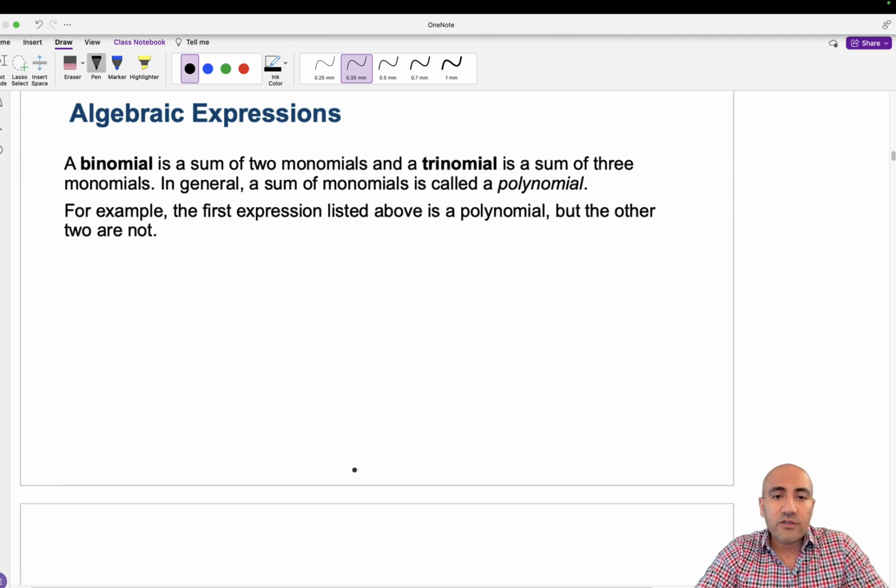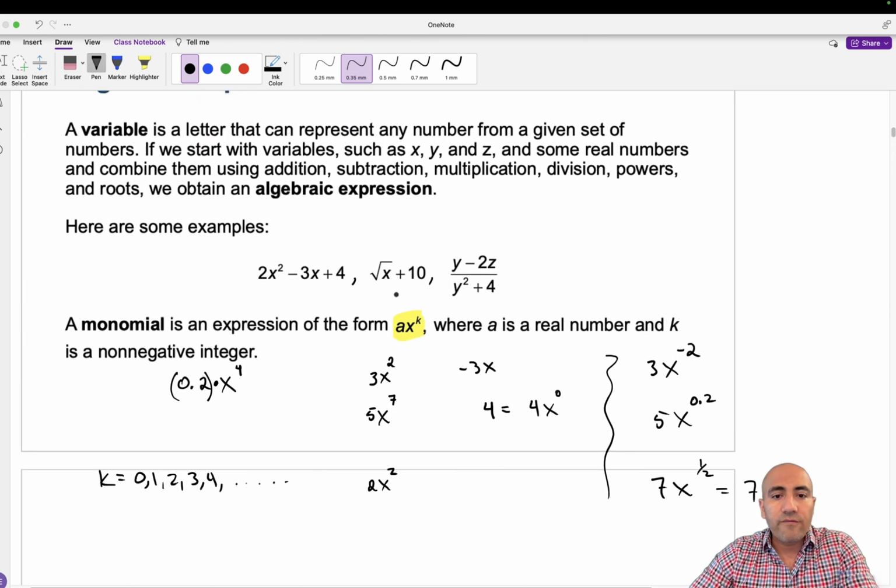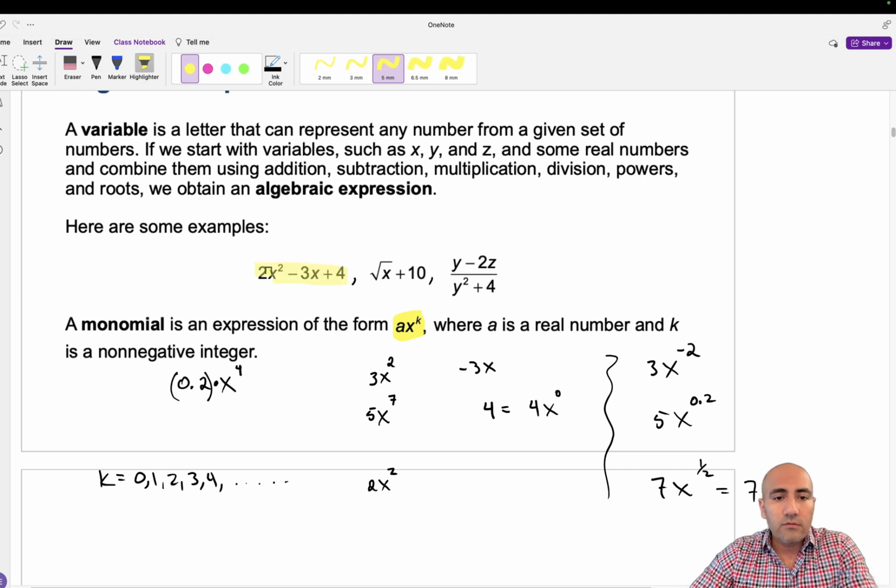For example, the first expression listed above is a polynomial, but the other two are not. So referring to these three statements, all of them are algebraic expressions, but only this one qualifies as a polynomial. It's a summation of three monomials, right? Each one of these independently qualifies as a monomial. So the whole thing is a trinomial because we're adding or subtracting three monomials. And then in general, we can just say it's a polynomial.